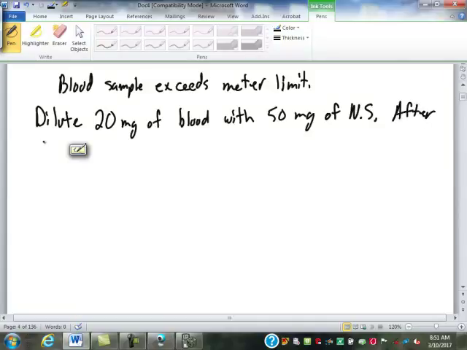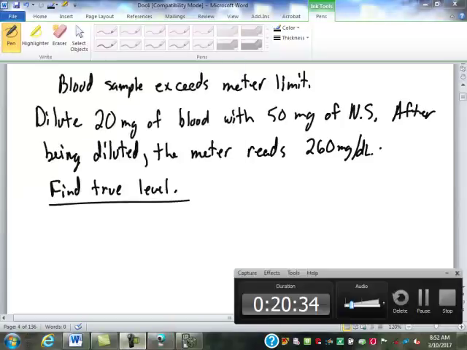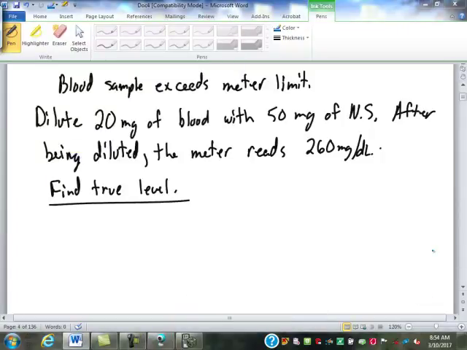After being diluted, the meter reads 260 milligrams per deciliter. Find the true level. So I'm going to give you guys a couple minutes to try that in your notes, and we'll talk about it in just a couple minutes. Okay, so what's the first step we need to do here?